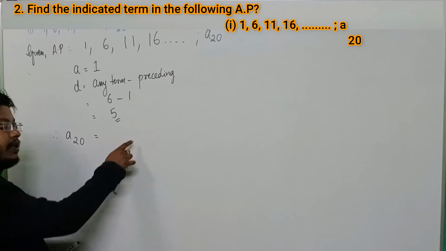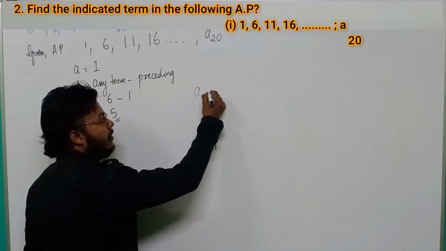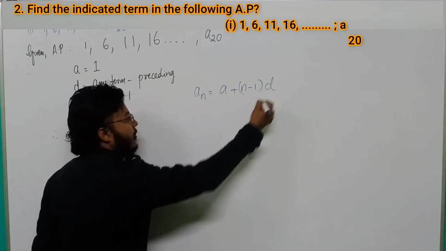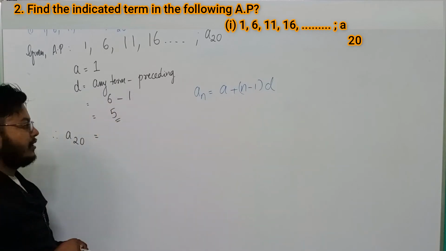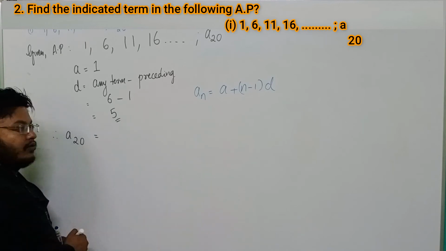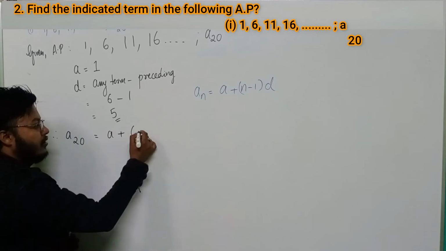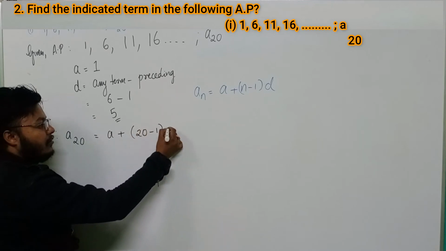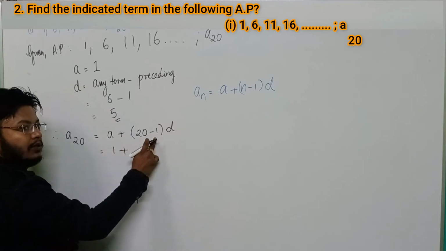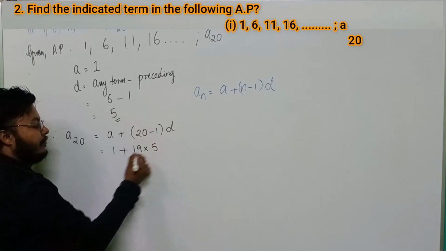What was the formula we have done? As we have done for the general term, what is the formula? An formula was A plus (n minus 1) D. So you can see instead of n, for this question we have 20. So if you put it in the formula, A plus (20 minus 1) D. So what is my A? A is my 1 plus 19, and D is my 5.